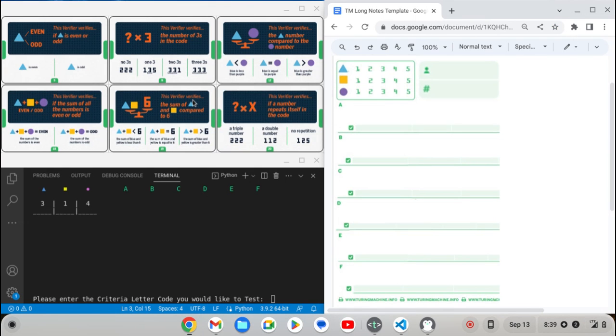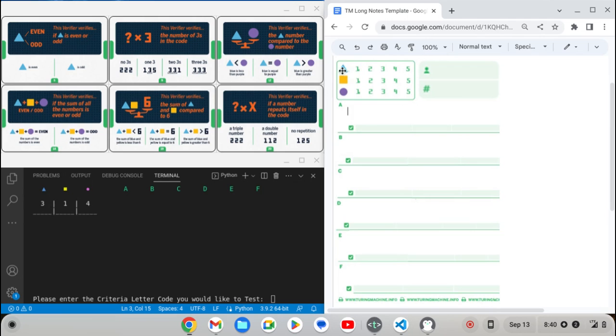So on the grid above, we've got our 6 criteria cards. On the top row, we've got criteria card A, criteria card B, and criteria card C. On the bottom row, we've got criteria card D, criteria card E, and finally criteria card F. Criteria card A looks at our first digit, the triangle digit, and will let us know whether it's an even digit or an odd digit. Criteria card B looks at our 3-digit solution and will let us know how many of those digits are 3. Are there no 3s? Is there a single 3? Perhaps 2? Maybe even all 3 are 3.